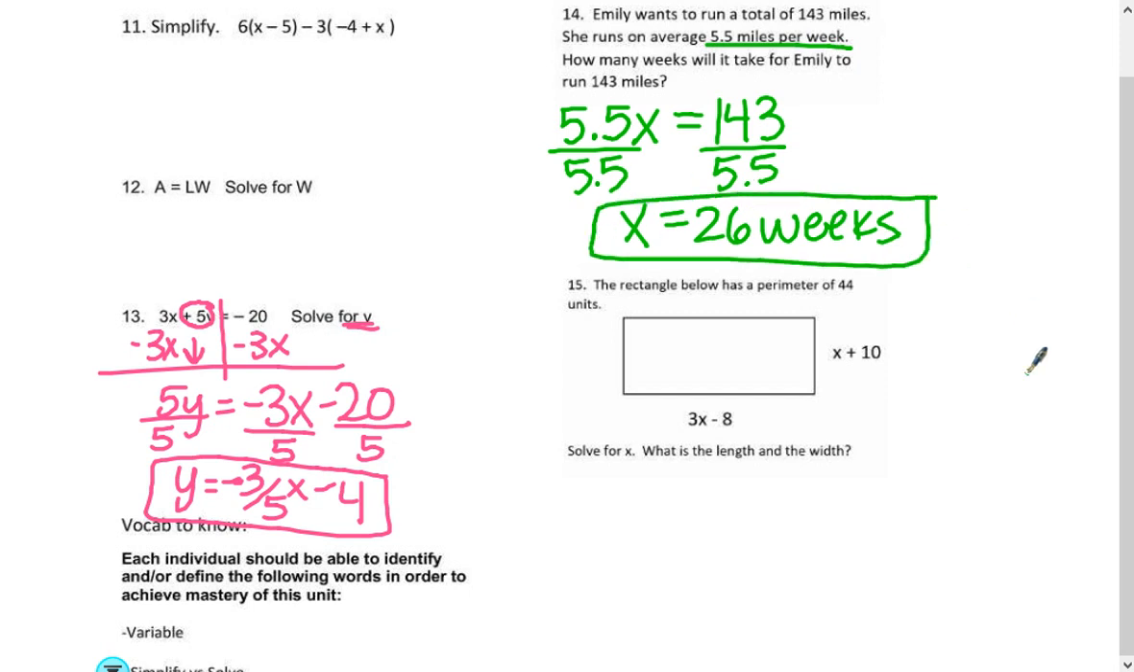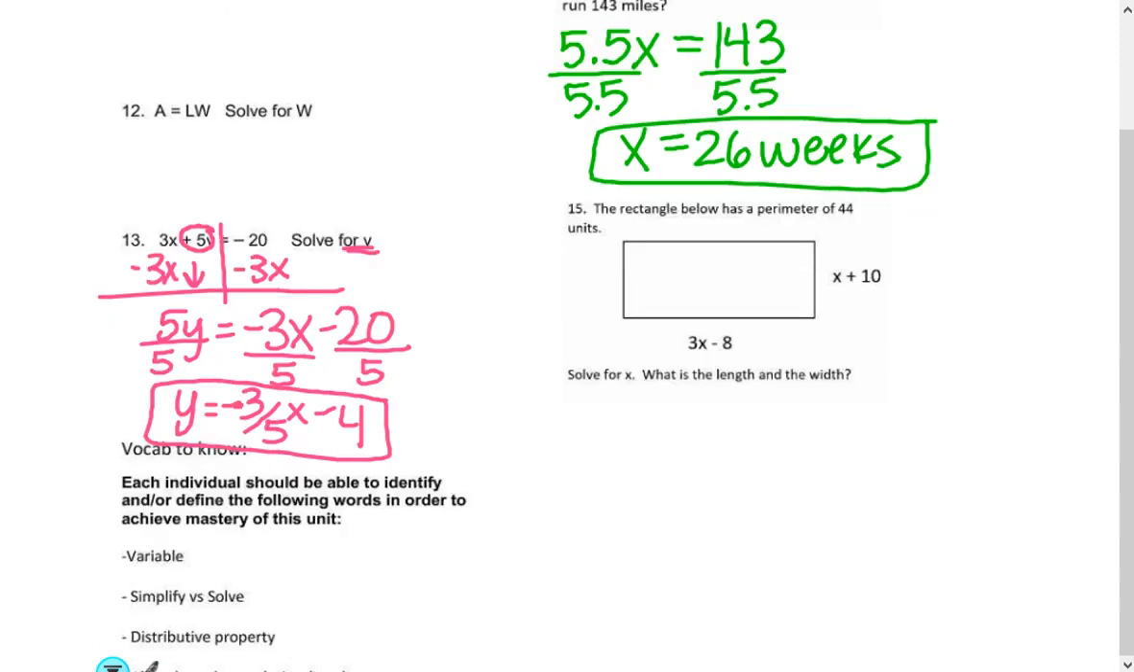All right. And then probably this last one I'll do is number 15. These perimeter problems, you can bet you'll see one of these on your test. All right, so the rectangle below has a perimeter of 44. That's important. All right, remember you have to know about area and perimeter for this test. So make sure you know the difference and your formulas because those will not be given to you. Solve for x, what is the length and width?